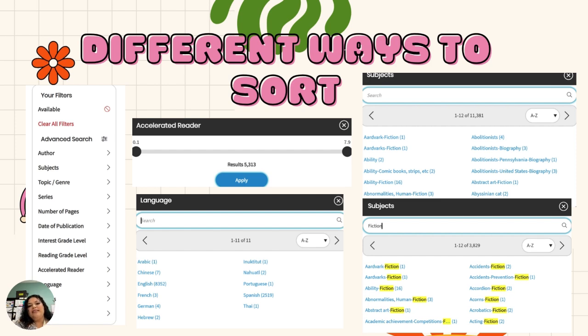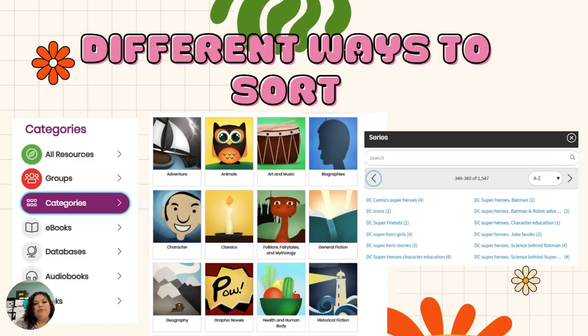You can search it by subjects. If you want just fiction books, you can type in fiction, and that still yields a lot of different results. The one that I suggest using for the students would be the categories because the categories have the different pictures. So there's adventure, there's animals, art and music. There's a lot of different ones for the students to choose from.